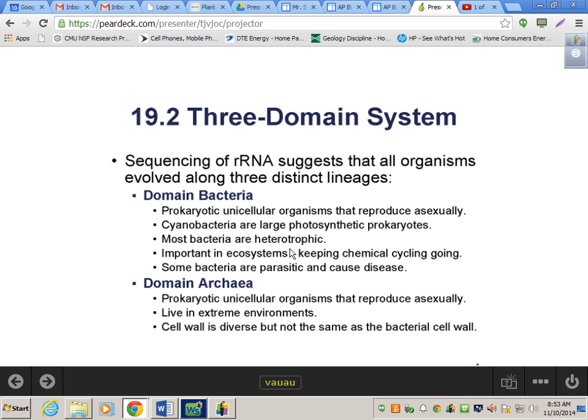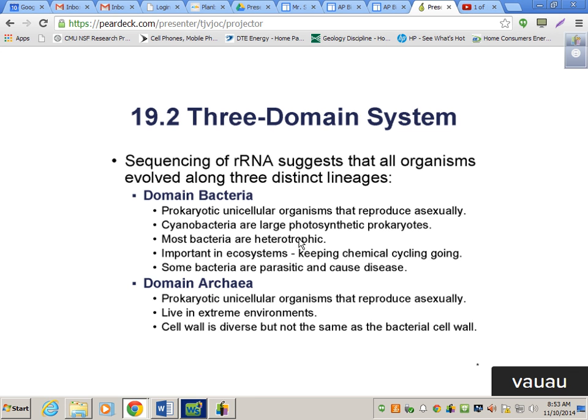Now, they are important in ecosystems. They keep chemical cycling throughout. And when I say chemical cycling, of course, I'm referring to the phosphorus cycle, the nitrogen cycle, the carbon and oxygen cycle, and that water cycle. Everything's part of the water cycle. But without bacteria, we would not be able to return our nitrogen back to the atmosphere, or bring the phosphates into our plant life so we can eat it. And those are pretty important.